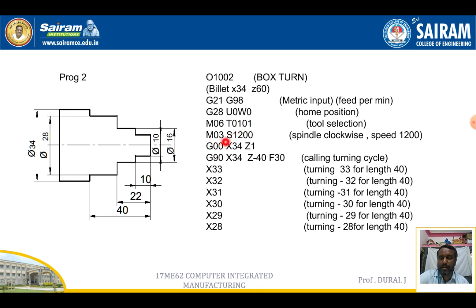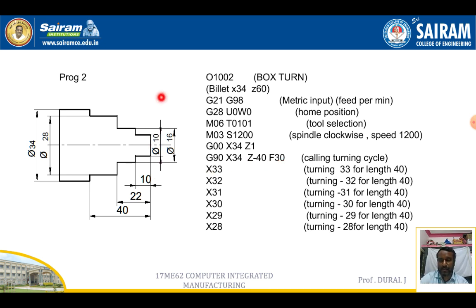Then comes M03 1200, that means spindle rotation clockwise. So spindle speed is 1200 rpm. Okay, first we are going to bring the tool to the reference position, G00 X34 and Z1. So from machine reference point 2, we bring the tool over here and place it. After that we can use G90 X34 Z minus 40 and F30.